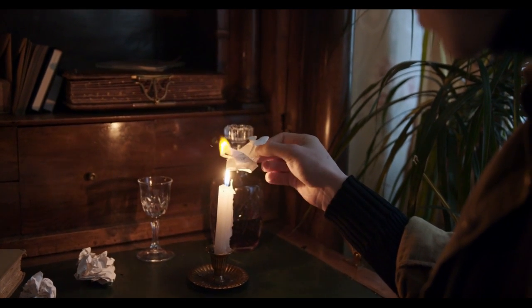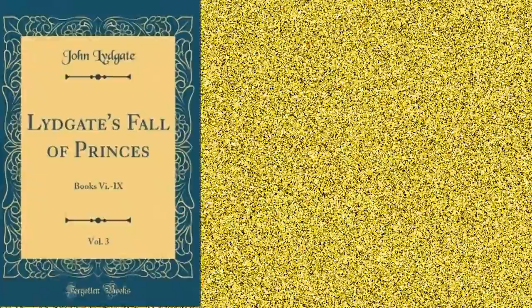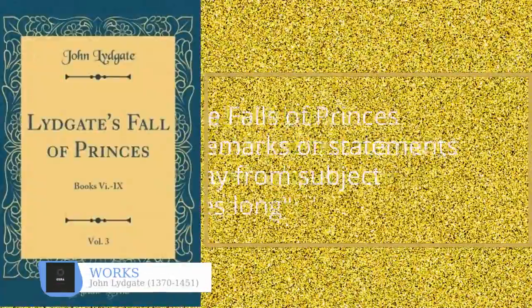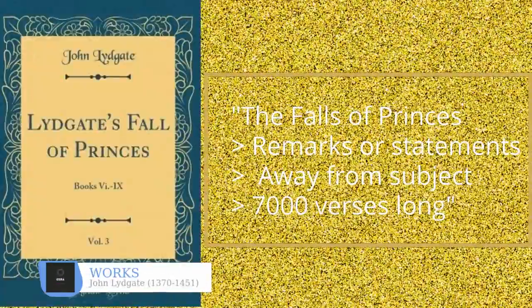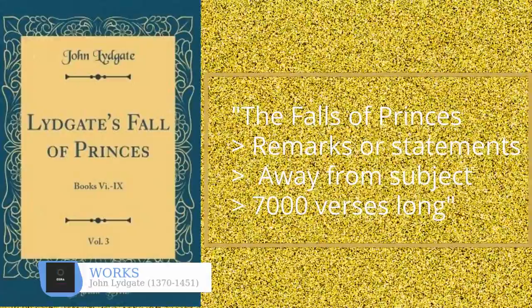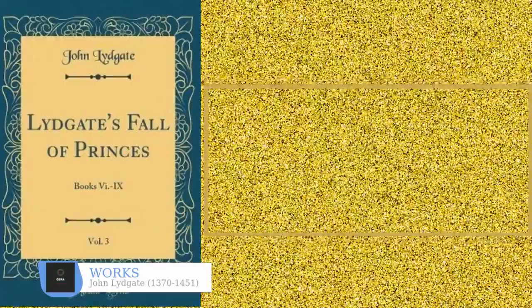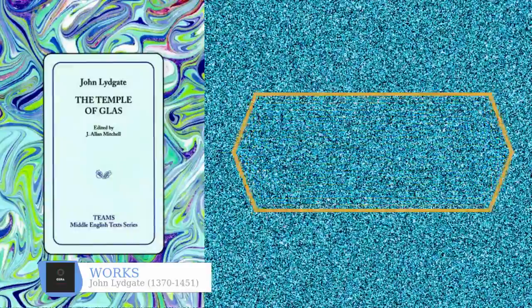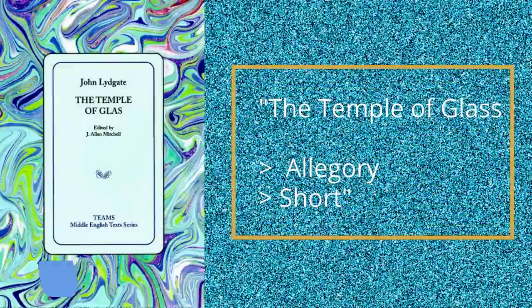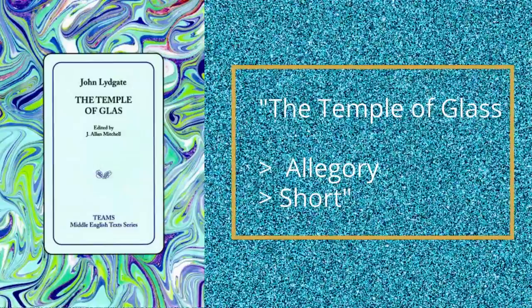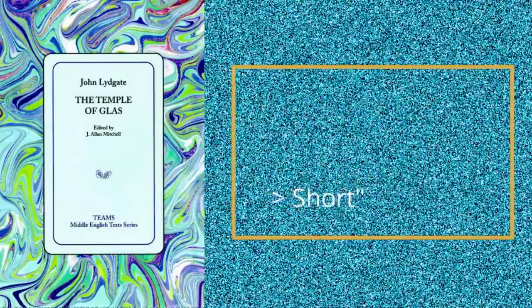His work is The Falls of Princes. It was full of remarks or statements, and moves away from the main subject. It is no less than 7,000 verses long. His next work, The Temple of Glass. It is of the common allegorical type, and is shorter.